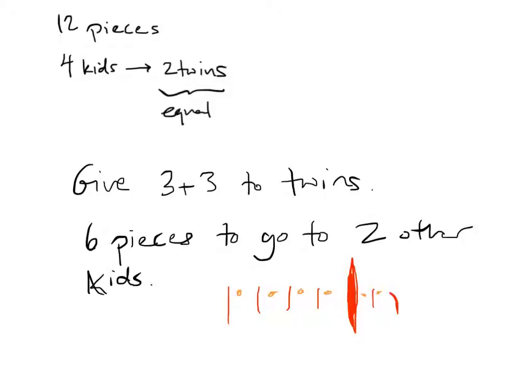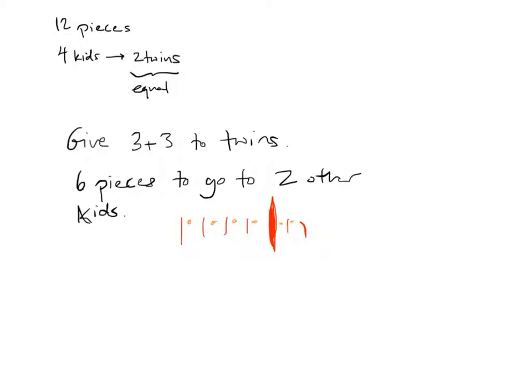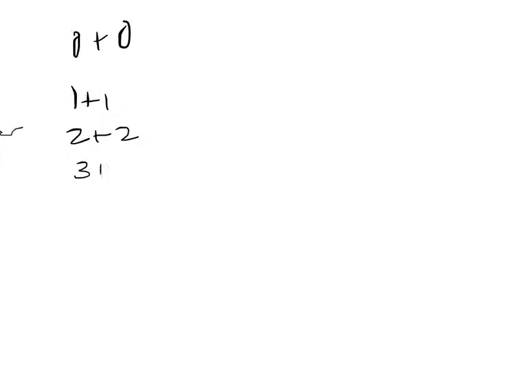The point is that for each of these numbers, and when I say these numbers, I mean all the possibilities for giving candies to the twins, I'm going to go back to that. What are the possibilities for giving candies to the twins? 0 plus 0, 1 plus 1, 2 plus 2. These are all the ways I can give candy to the twins. Agreed? Yes. Okay.